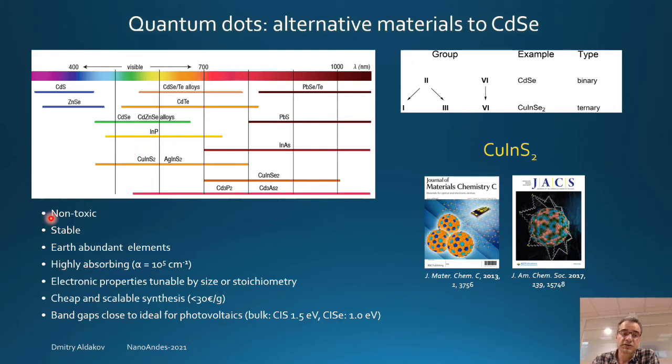They are non-toxic, they are stable, very stable, they are highly absorbing. They have very nice electronic properties. It's very cheap, and it can be scalably synthesized. And the band gaps are in the visible, as you can see, also very interesting for solar cells or for emitters.